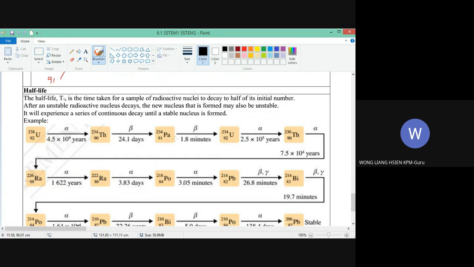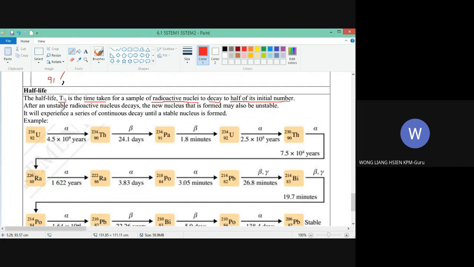What is half-life? Half-life has the symbol T. This capital T represents period, and a small half, 1 over 2. T represents period, so half-life is the time taken for a sample of radioactive nuclei to decay to half its initial number. Okay, that is what it is.